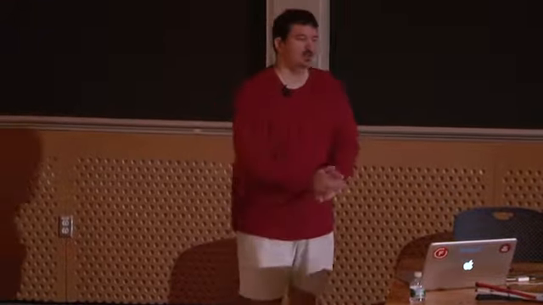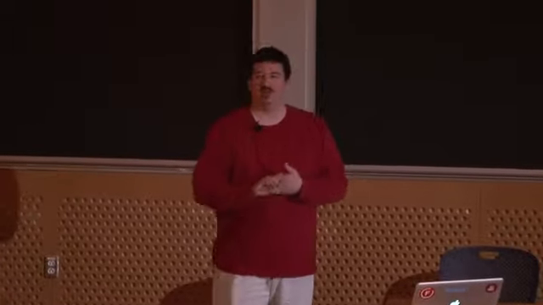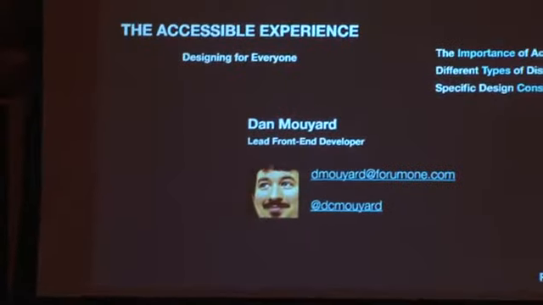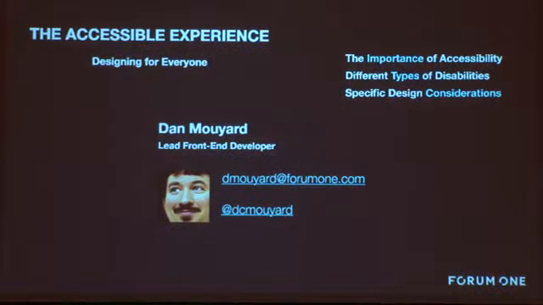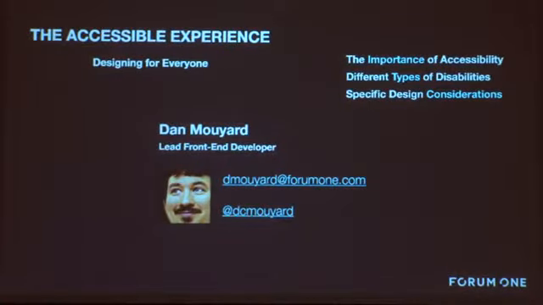Okay, so hopefully through this talk, you'll remember some of the stuff that I talked about: why accessibility is so important, what the 4 main types of disabilities we need to deal with are, and some of the specific design considerations. So, thank you. Any questions?